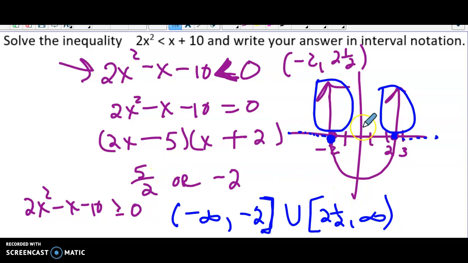Okay, so just picturing the graph helps so much. I don't really use the test point method. I just picture the graph. Once I find where they're equal, I figure out, am I going down or up? What are they asking me for? If they're asking me for less than 0, I'm looking for below the x-axis. Greater than or equal to 0, I'm looking for above.